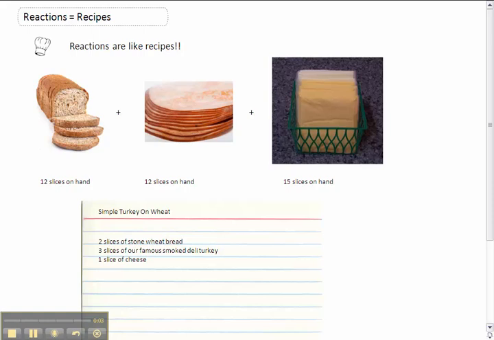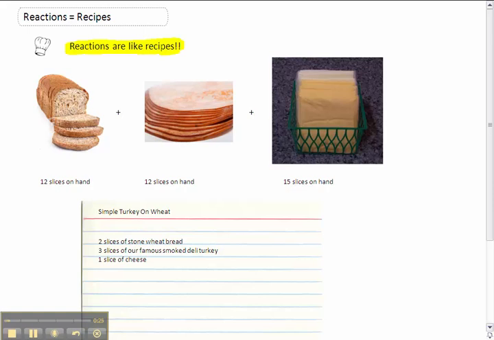Hey, chemistry students, let's make some sandwiches. And when we do this, we'll prove a point that when we look at reactions, reactions are very, very similar to, well, recipes. And if we think about it in this way, it'll make it a lot easier to do some calculations, which are very important to us as chemists.